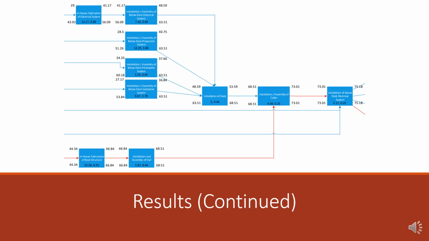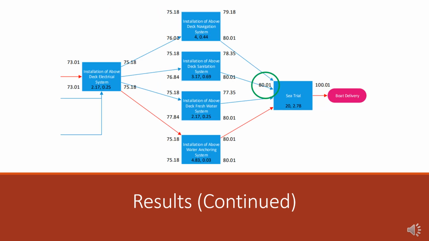The continued results on this slide show the successors of the previous steps, including their predecessors as well as their completion days. Here are the continued results from the previous slide of the network that shows the end of our project, which would be the boat delivery. Circled here is the critical time established based off of the forward pass method, which from this network tells us that the critical time to complete this project is 80.01 days.